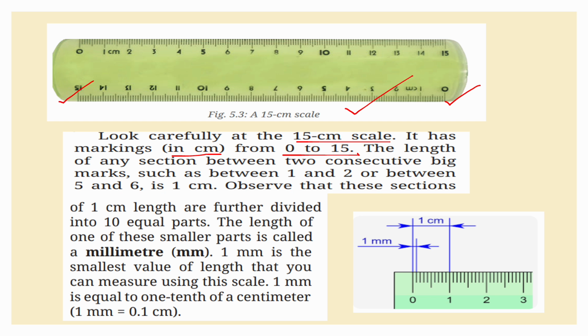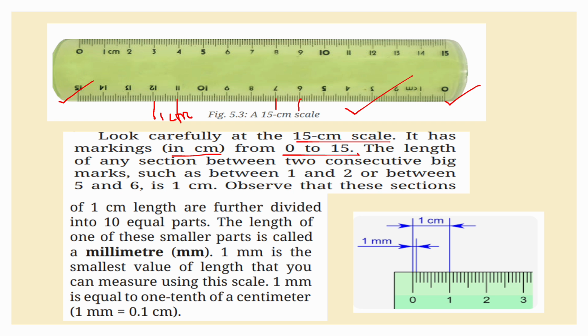The length of any section between two consecutive big marks, such as 1 and 2 or between 5 and 6, is 1 centimeter. See, between 11 and 12, it is 1 centimeter. Likewise, between 6 and 7, it is 1 centimeter.